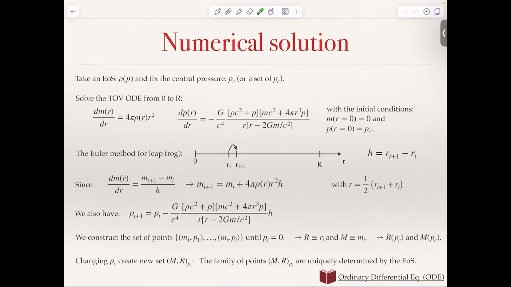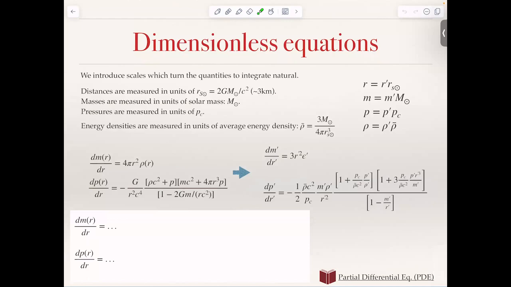So one thing which is also very good when one solves equations in general, and this is a general principle of physics, is that you want to solve dimensionless equations. You don't want to solve an equation with dimensions. Therefore, you have to introduce some scales. So, for instance, I told you that the Schwarzschild radius for a solar mass is about 3 kilometers, which is one fourth of the size of the neutron star.